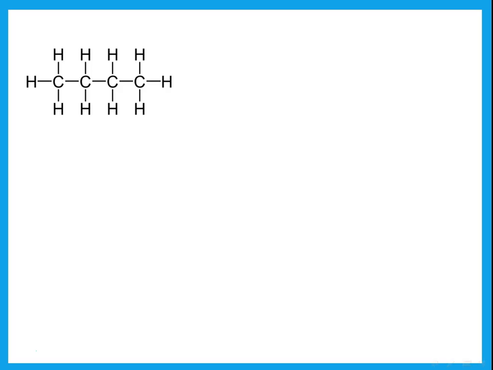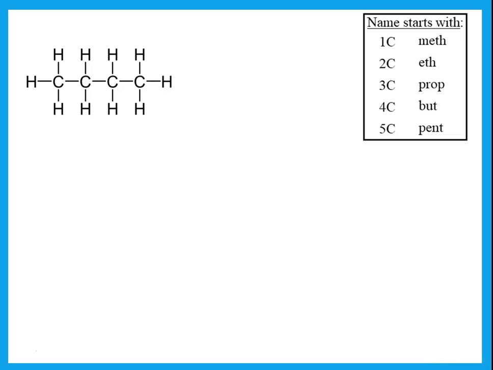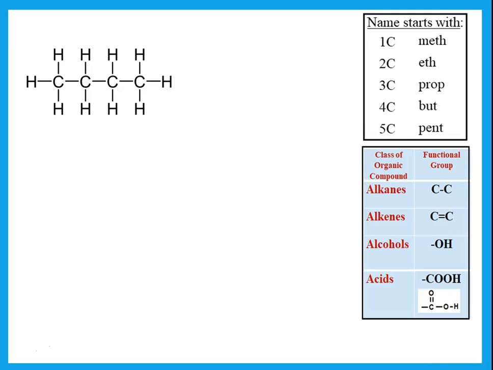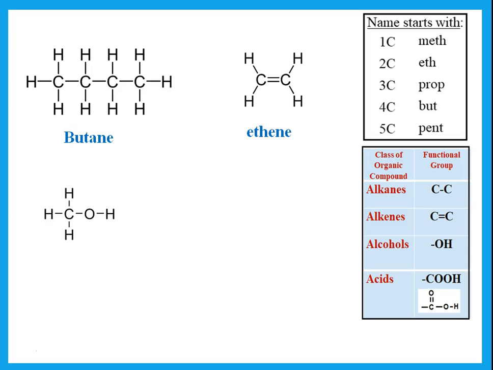Do we understand this? Okay. Again, let's try another exercise. This is very important. How many carbons? 4. And we said 4 carbons, the name must start with bute. Which functional group? Only single bonds. Then this is called butane. Another one. Which one is this? This is 2 carbons. Eth, a double bond. That means it is ethene. What about this one? 1 carbon, meth. It has an OH, so it is methanol.